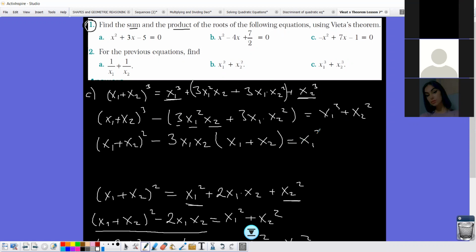Now, do I have Vieta's theorem in both of them? Yes, in all of it. So I can now find x1 cubed plus x2 cubed with Vieta's theorem. X1 plus x2 is minus b over a. We said that it will be minus 3 squared minus 3 times c over a. Teacher, minus 3 to the power of 3, not 2. Oh yes, this is 3. Yes, I had written square. This is 3.